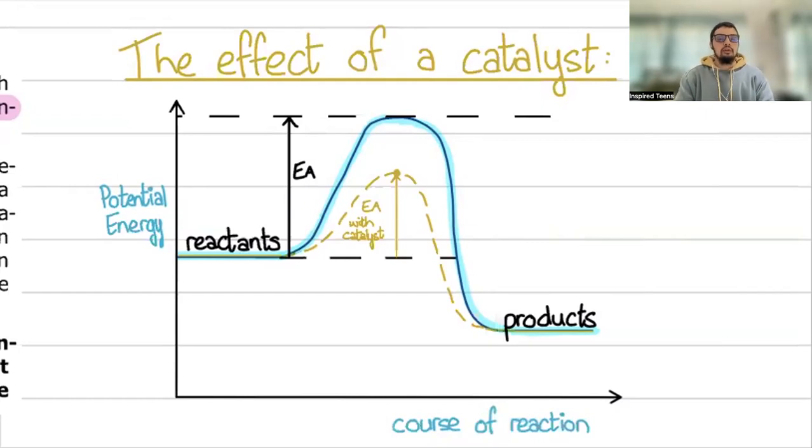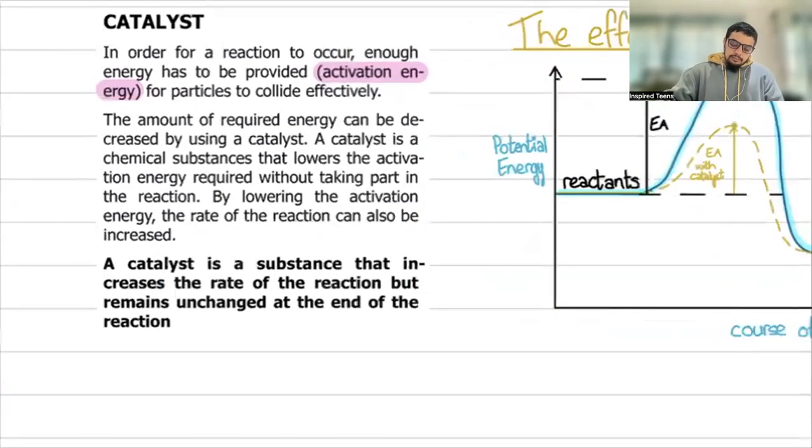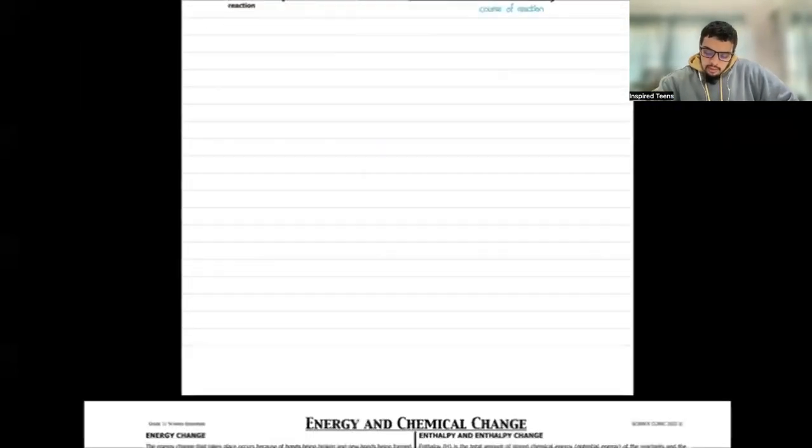As you can see, the gold dotted line, we don't have to go all the way up to that old energy activated complex. It has a lower activation energy. And that's what they define it as actually. A catalyst is a chemical substance that lowers the activation energy required without taking part in the reaction. By lowering the activation energy, the rate of the reaction can also be increased. Important notes there. And that's it.